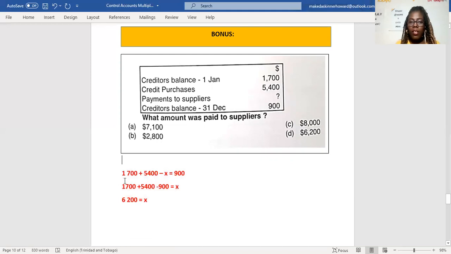We will take our 1,700, which is our opening balance. We will add any purchases and we will deduct any payments. That is going to tell us what our balance is at the end of the year, how much we owe at the end of the year. Hence the reason I have everything equal to 900. Put all the numbers on one side, put all the letters on one side. In this case, we have one letter, which is X. And you will get your answer as 6,200.